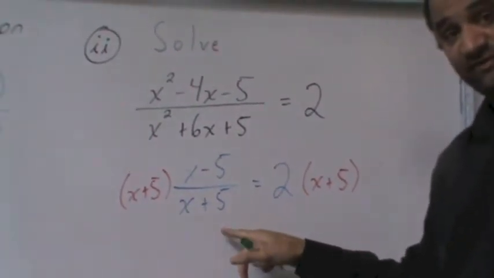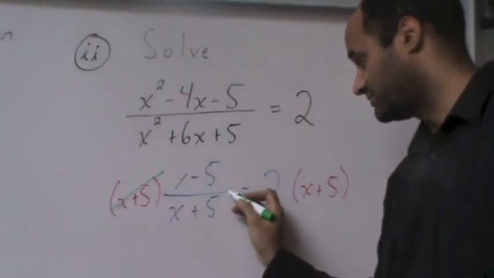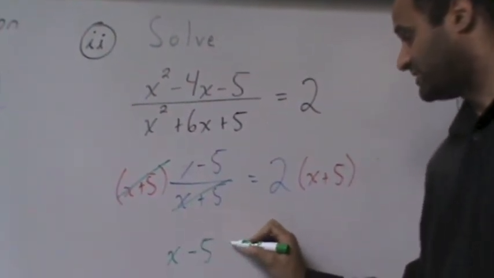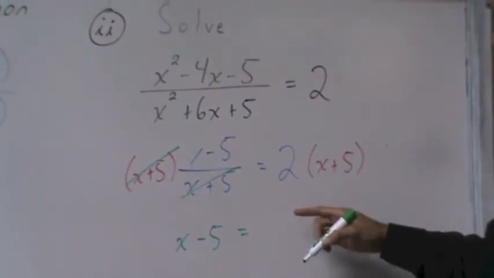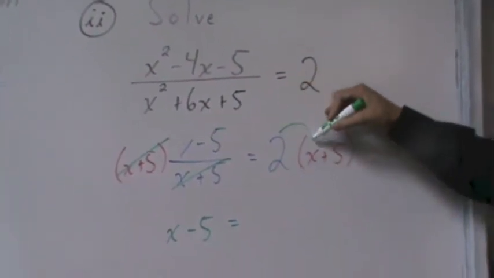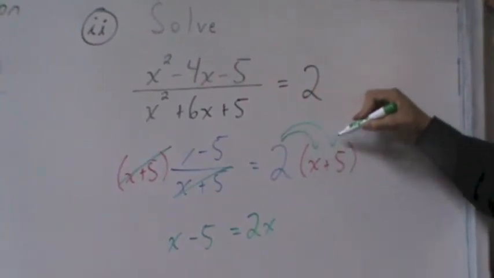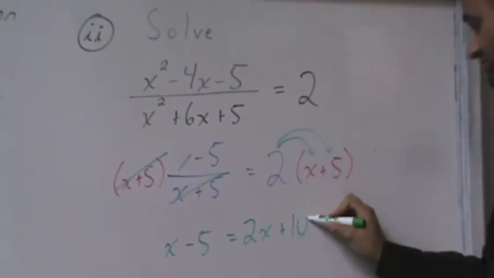Multiplying by x plus 5 and dividing by x plus 5 will cancel each other out, and we have our x minus 5 still. And on this side we need to distribute. 2 times x is 2x. 2 times 5 is 10.